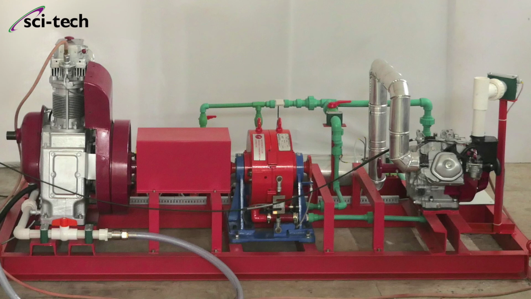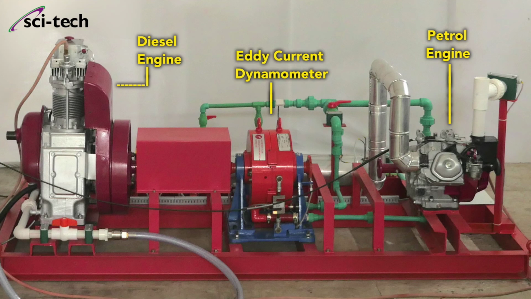There are two types of engine units. One is the diesel engine and the second one is the petrol engine. In the center is the eddy current dynamometer. The eddy current dynamometer is being used for loading the engine. At a given time, we can load any one of the engines.